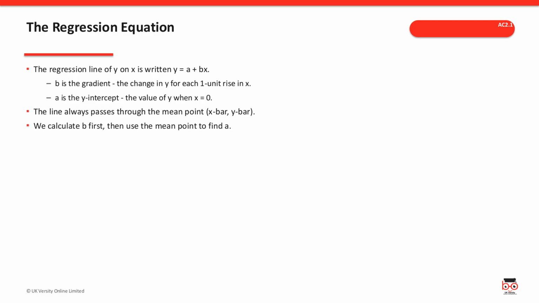The regression line of y on x is written y = a + bx. The b is the gradient, how much y changes for every 1 unit rise in x, and a is the y-intercept, the value of y when x is 0. A useful fact is that the line always passes through the mean point, (x̄, ȳ). In practice, we work out b first and then use that mean point to find a.